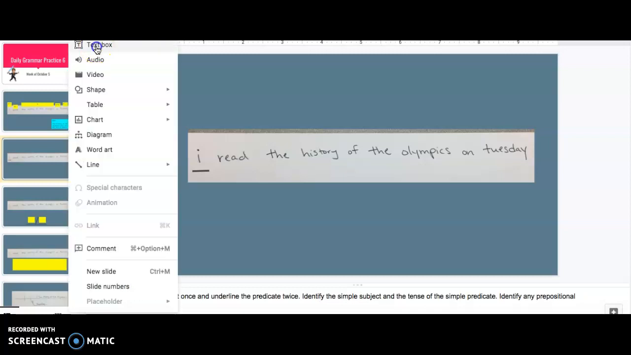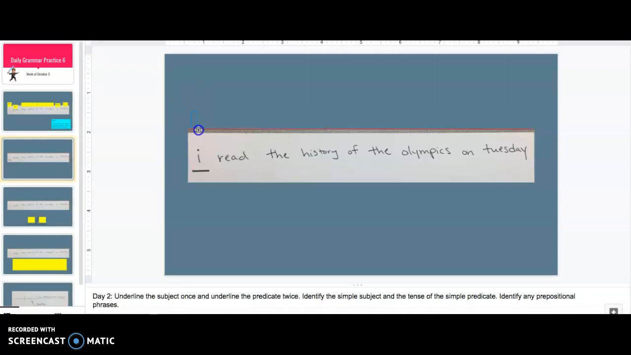So I need to insert a text box. And you guys, you don't need to draw like the square or anything. You're just going to put a capital S above the word I to show that it is the simple subject. Okay, so that takes care of our subject for us.